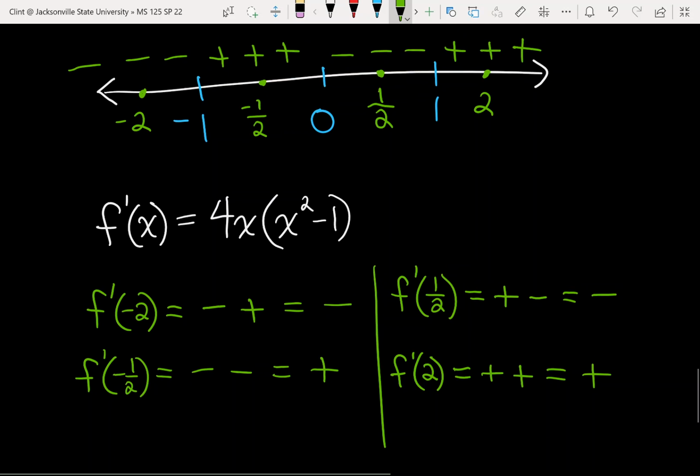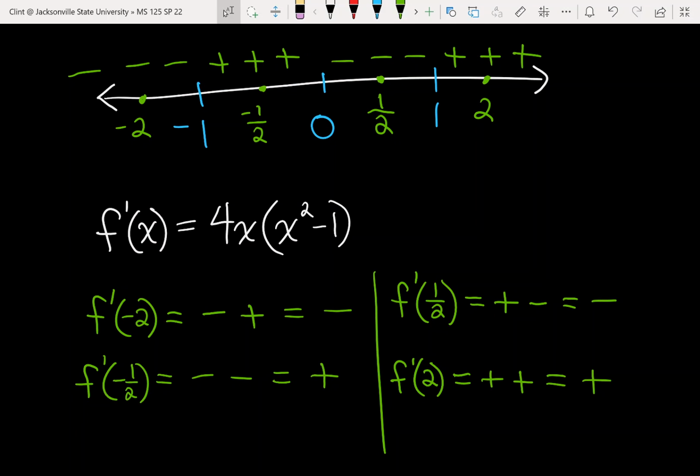And just because the ones we've done alternate, it doesn't always alternate between sections. So do the test points. Don't just guess that it's going to alternate. Okay.